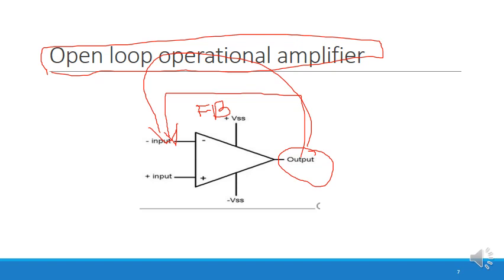Okay, then what do you mean by closed loop operational amplifier? If you apply the feedback to this circuit, that means when the output is connected to the input, then it is called a closed loop operational amplifier. How can you remember? Easily: if feedback is applied to the circuit, it is called a closed loop operational amplifier. If feedback is not applied, then it is called an open loop operational amplifier.